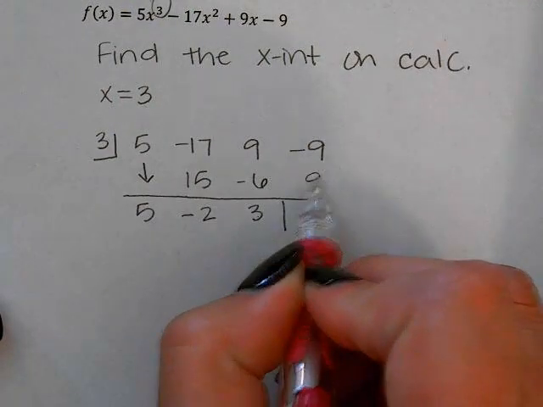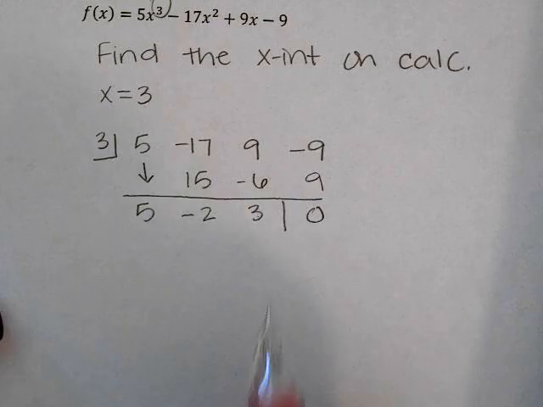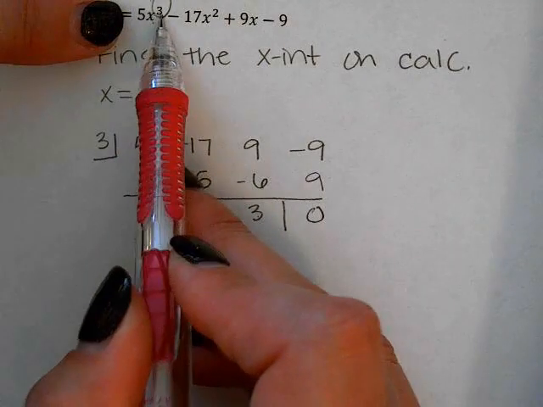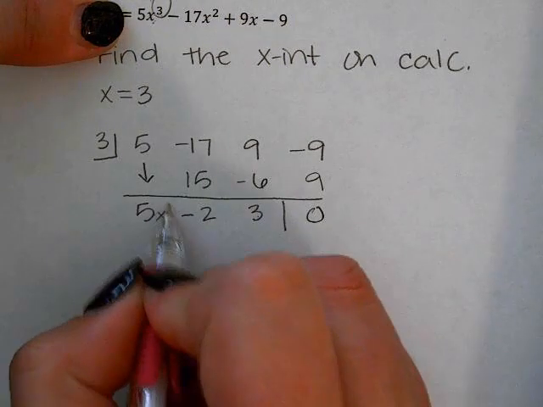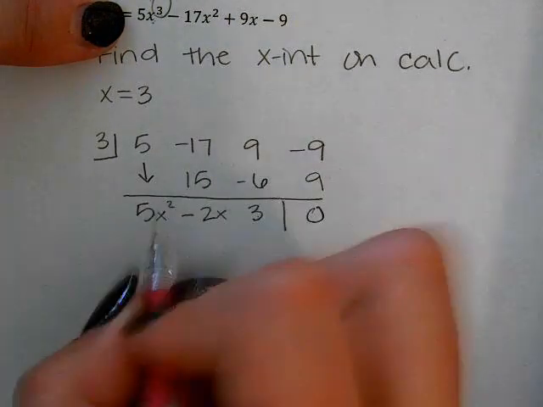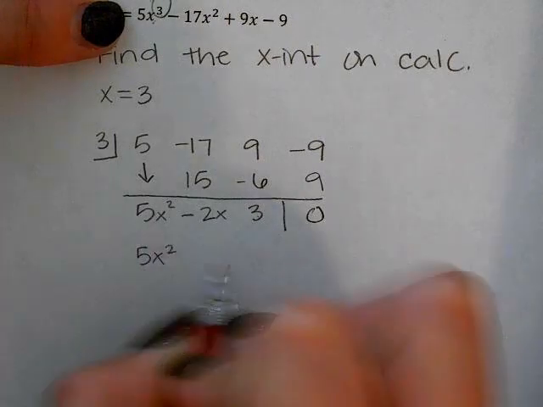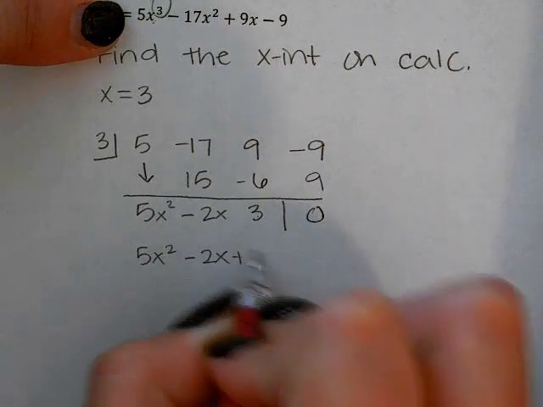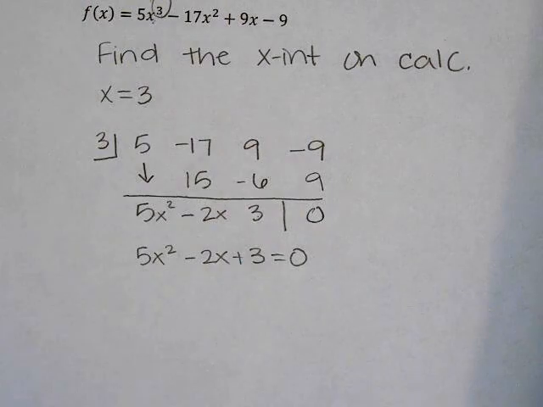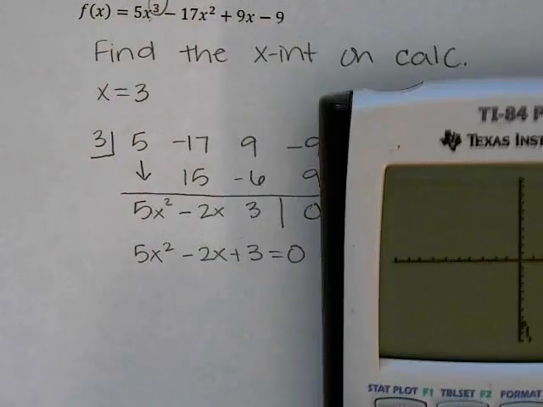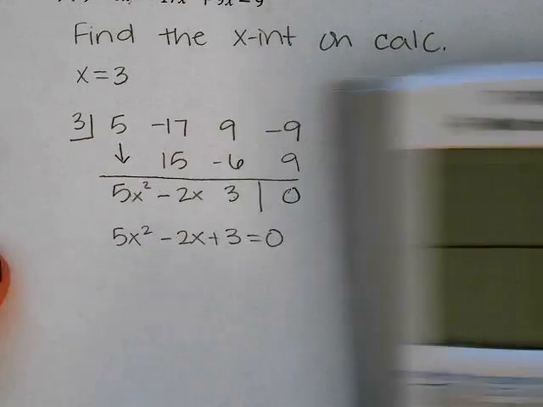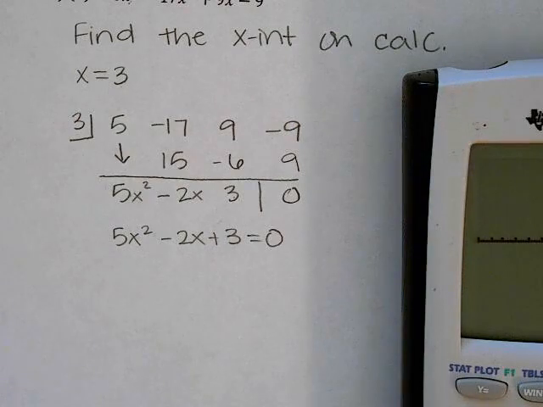So if this was x to the third, what is this one going to be? X to the second, and then x, and then no x. So we have 5x to the second minus 2x plus 3. Now, we know this is not factorable, because if it was, it would have shown up as more x-intercepts. Okay? It's not factorable. If it was, it would have shown up. So at this point, we have to do the quadratic formula. There's no other way to solve it. Okay?